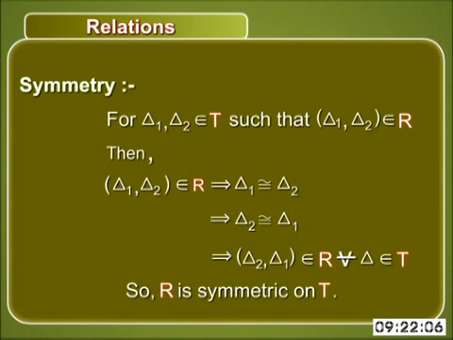To prove the symmetry of the relation, let us consider two triangles del 1 and del 2 belonging to set of triangles T such that an ordered pair del 1, del 2 belongs to relation R implies that triangle del 1 is congruent to second triangle del 2. This implies that del 2 is also congruent to triangle del 1, which further implies that ordered pair del 2, del 1 belongs to relation R for all triangles in the set T. So R is symmetric on T.